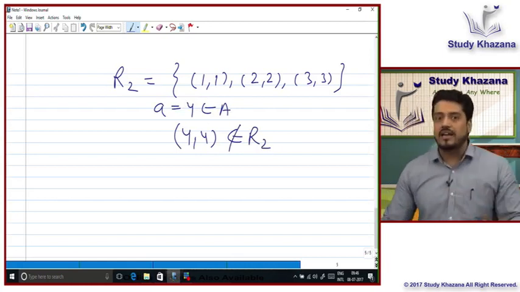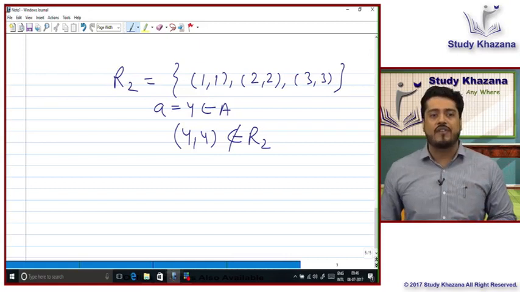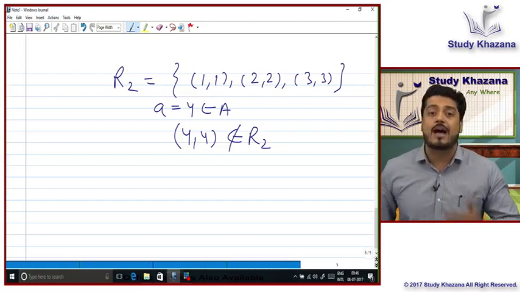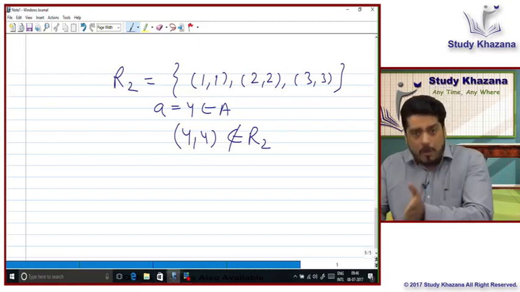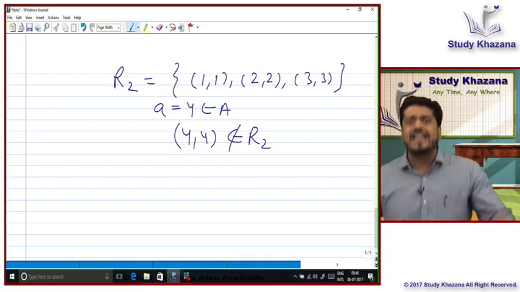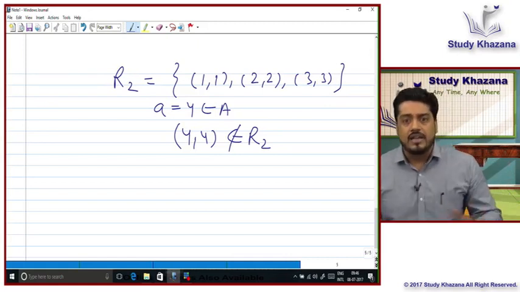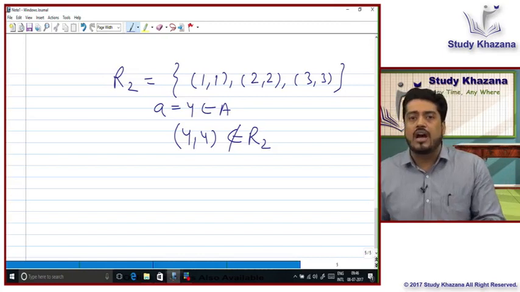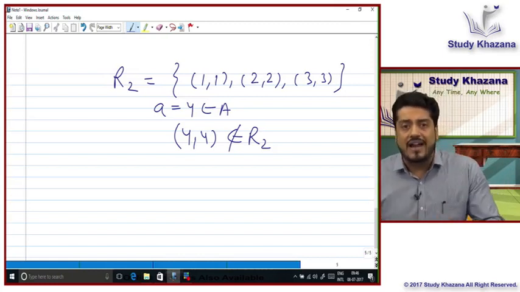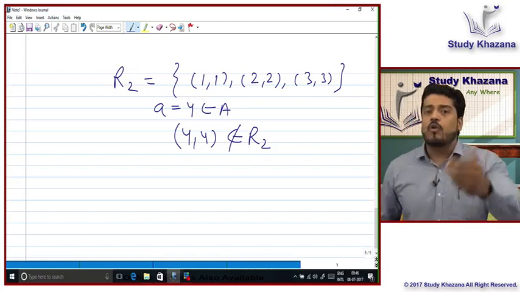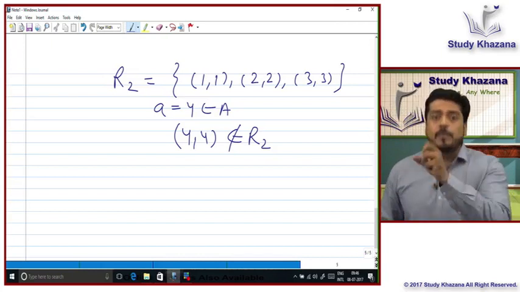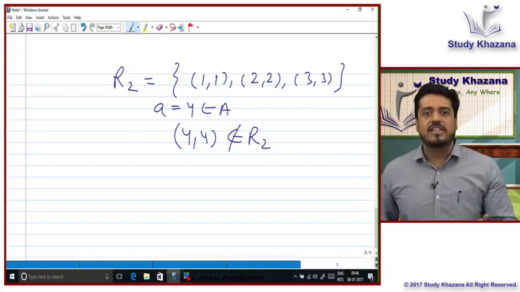Now, in this manner, if you have understood the definition of reflexivity, now you can construct examples on your own. You are not limited to a particular type of example. You can give any example. Okay, fine. Suppose this is the example related to the roster form, in which we can write the elements explicitly. Suppose I want to give an example in set builder form. So we can give an example in set builder form also.